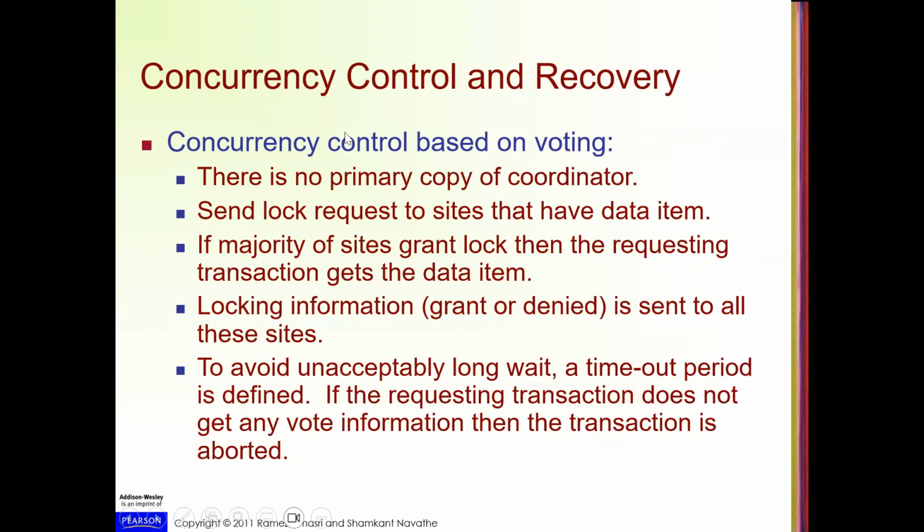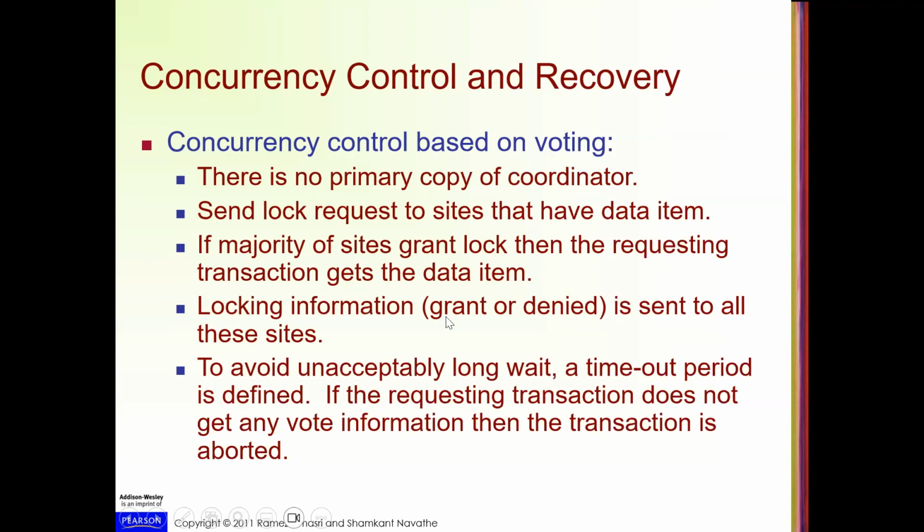If we want to control the concurrency based on voting, then no primary copy or coordinator is needed. We will send the lock request only to the sites that have the data item. If the majority of sites grant the lock, then the requesting transaction will get the data item. Locking information is given as grant or denied.